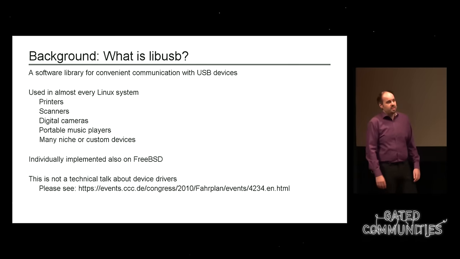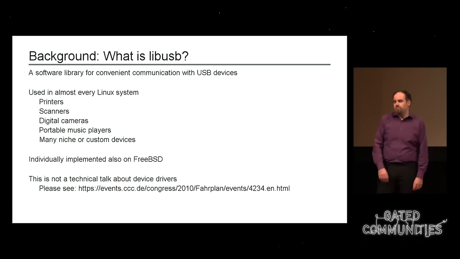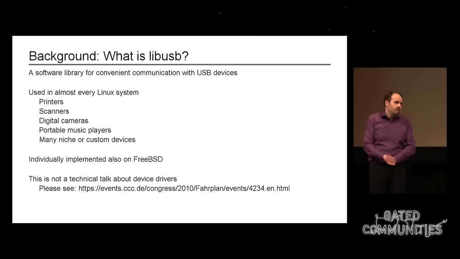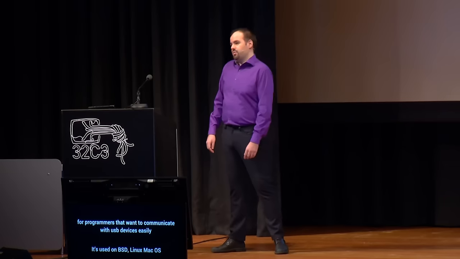So libusb is a software library for programmers that want to communicate with USB devices of different kinds in an easy way. It's pretty widely used in Linux systems. It's also used in some Mac OS software and even some Windows software here and there. If you've used a USB printer, a USB scanner, some digital camera, some media player, then it's not unlikely that you've actually been using libusb, or the software that you've been using has been using libusb.